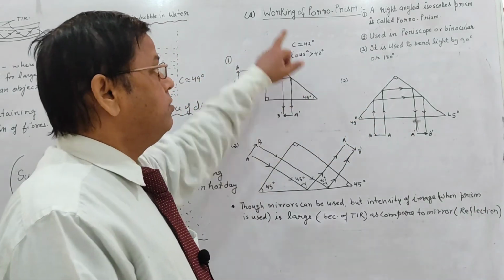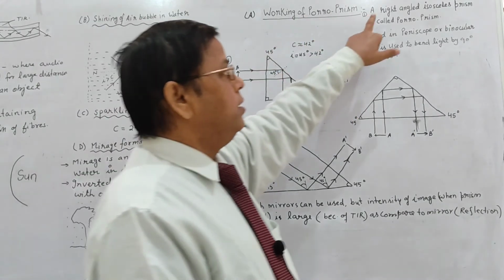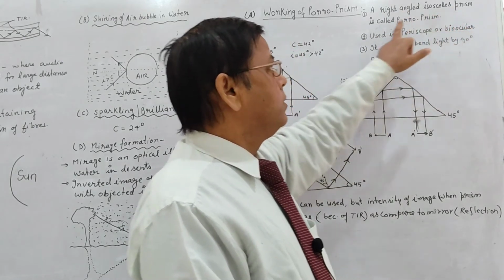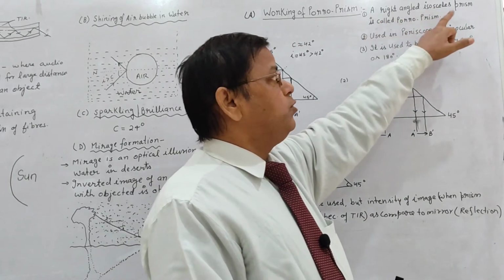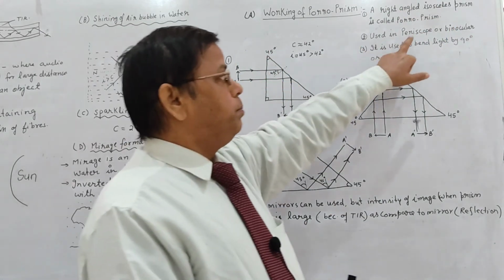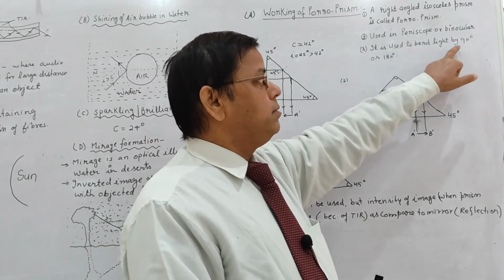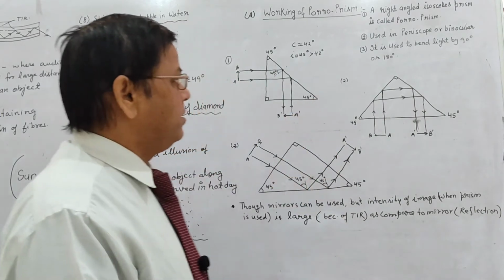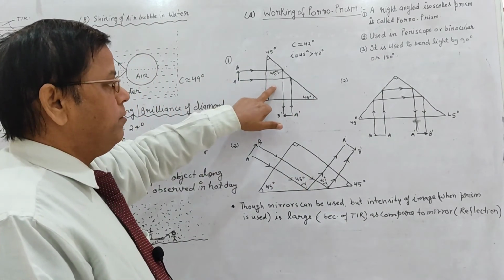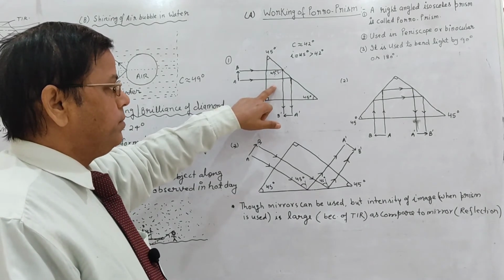First is the working of a porro prism. What is a porro prism? It is a right-angled isosceles prism. It is used in periscopes or binoculars, and it is used to bend light by 90 degrees or by 180 degrees. This prism is made of glass whose refractive index is 3/2 or 1.5, and this is air.